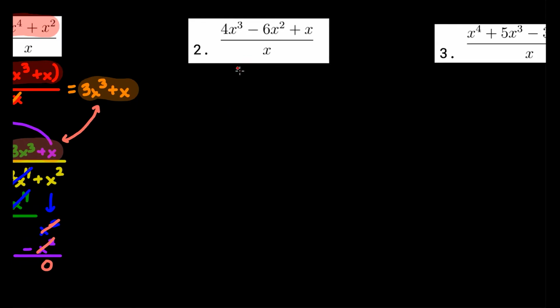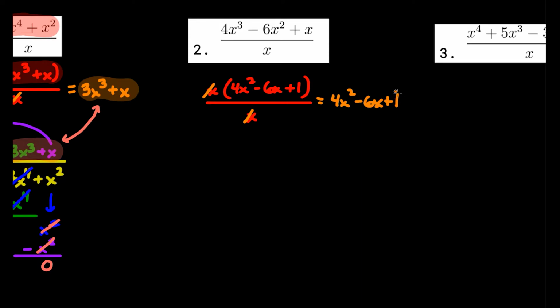The old school way of doing it, again, if you factored out an x from the top, you would have 4x squared minus 6x plus 1. And we're dividing this by x. The x's are going to cancel, and you're left with your answer of 4x squared minus 6x plus 1. Again, they're not always going to be this easy. I'm just starting with this so you understand the concept behind it.